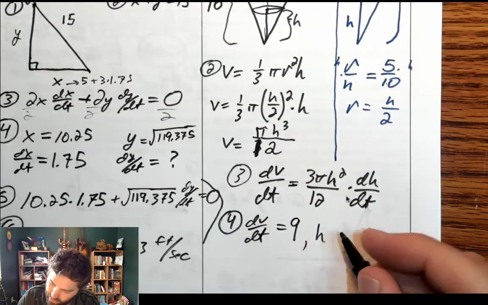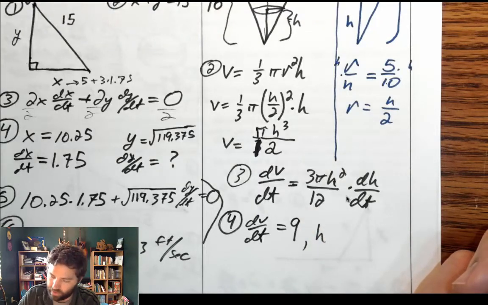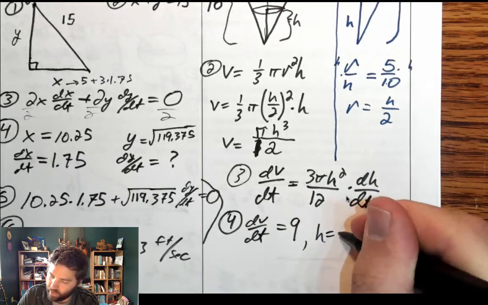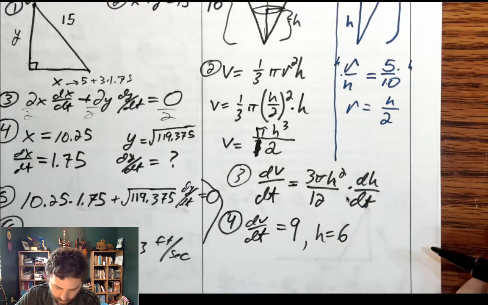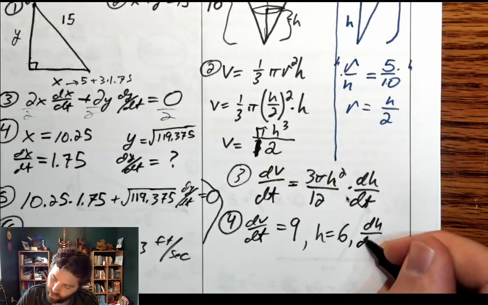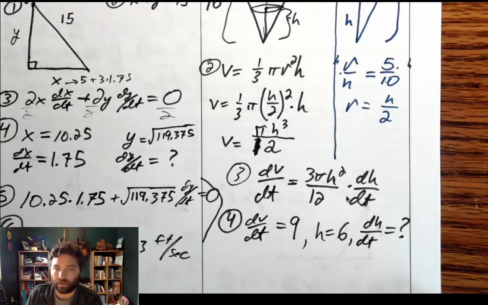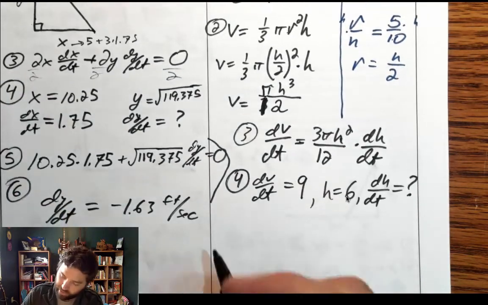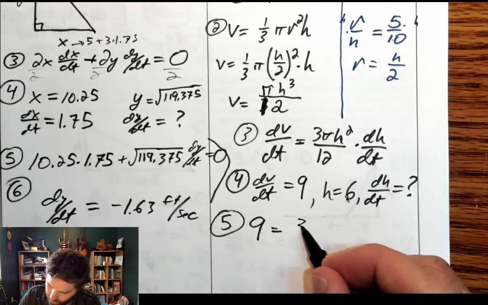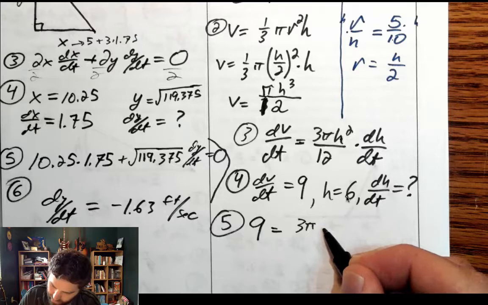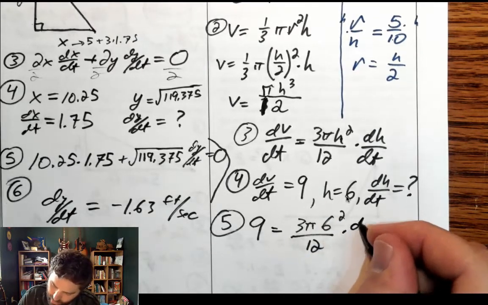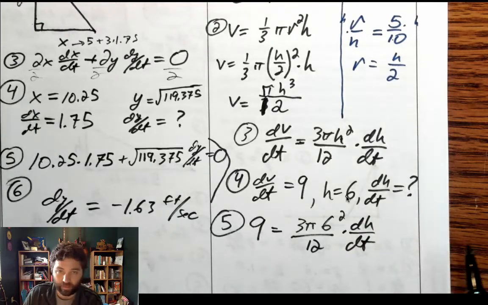I know that H is 6 feet because I want to know when the height of the water is 6 feet, how fast it's rising. And then dH/dt is what I ultimately want. Okay. I'm just going to drop everything else in and solve. So step 5, I get 9 equals 3 pi times 6 squared divided by 12, times dH/dt. And then I'm going to solve this out.